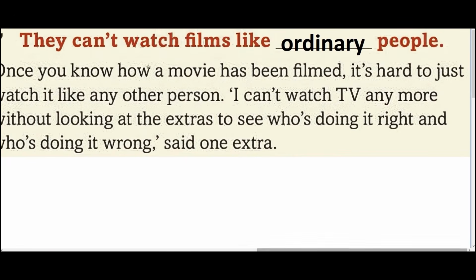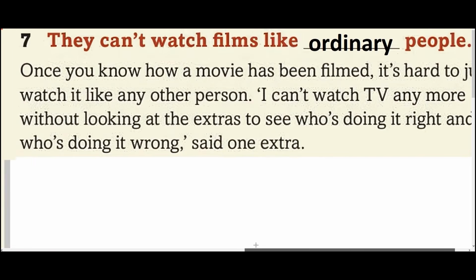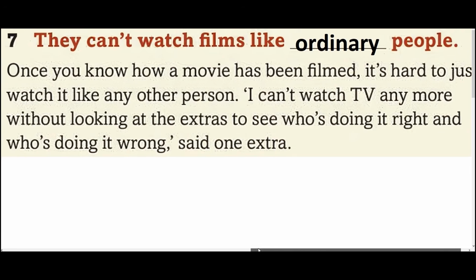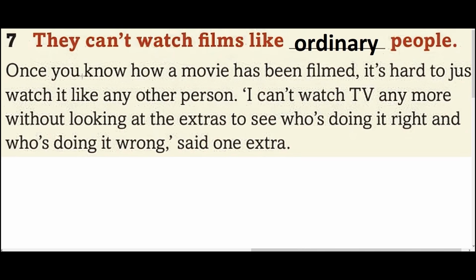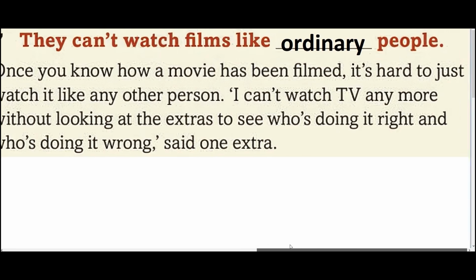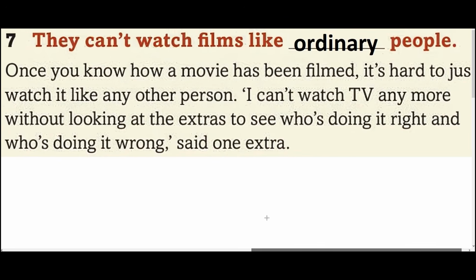Давайте посмотрим. They can't watch films like ordinary people. Они не могут смотреть фильмы, как обычные люди. Once you know, однажды узнав, как фильмы снимаются, очень тяжело просто смотреть это так же, как любой другой человек. Здесь слово like не в смысле нравится, а так же как. Я не могу смотреть телевизор больше, то есть фильмы, сериалы. Это все ТВ, не обязательно каналы по телевизору.